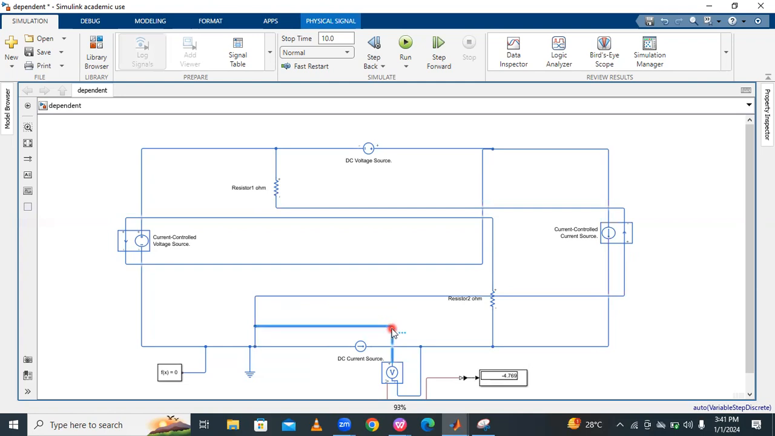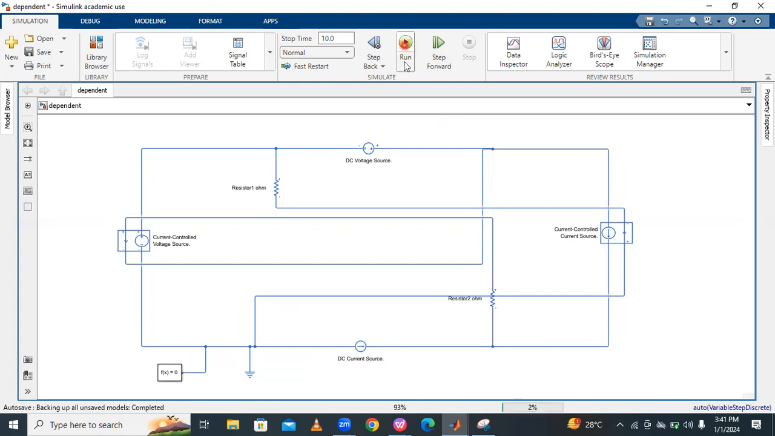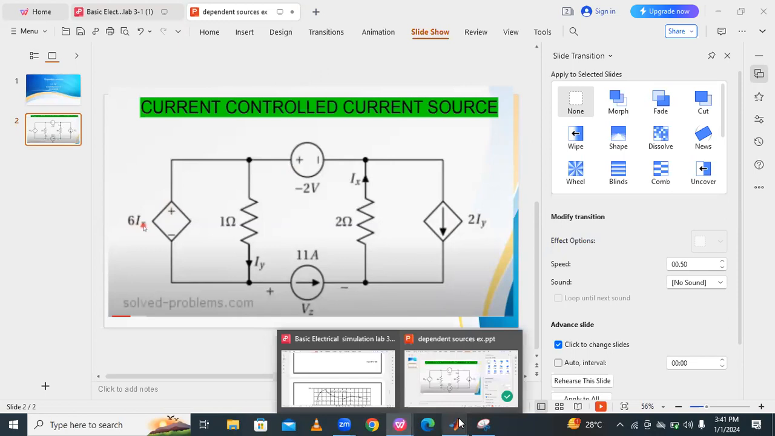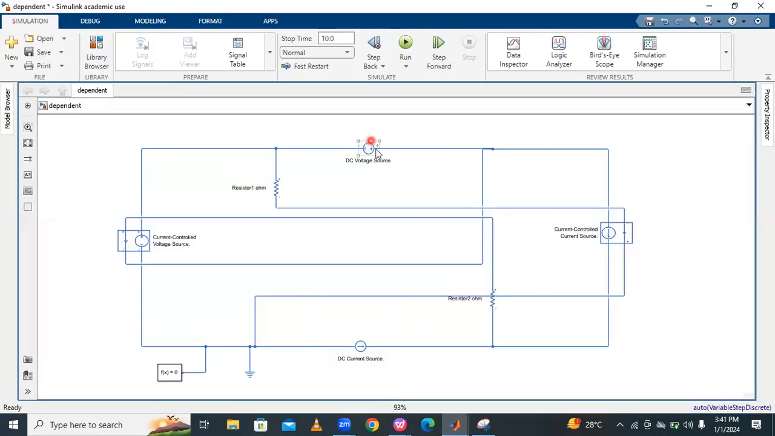This is called voltage sensor. To measure the voltage, the voltage sensor is required. So this is the actual connection and then simulate. The DC voltage source here, positive and negative. One more mistake is also there. So here this side is positive and this side is negative.